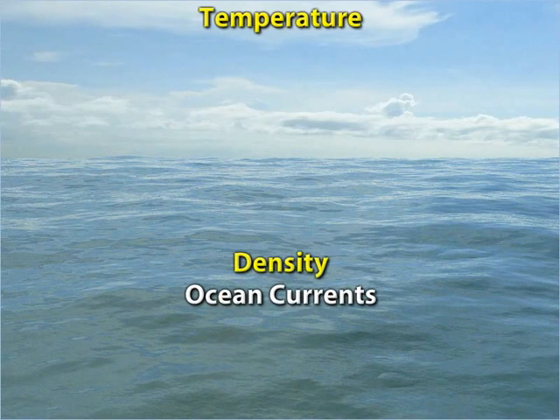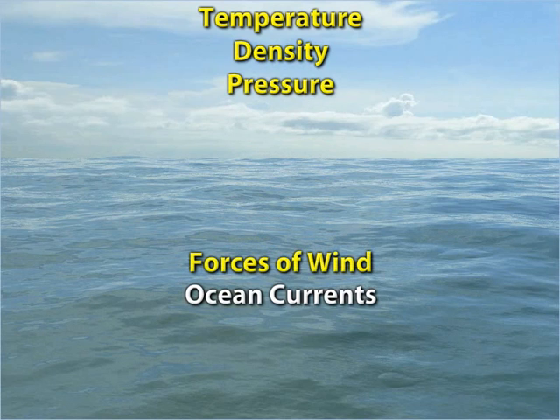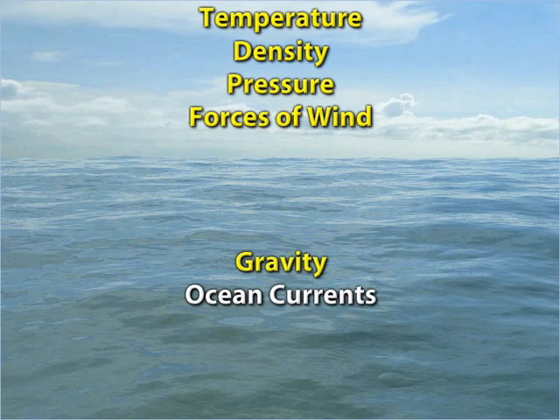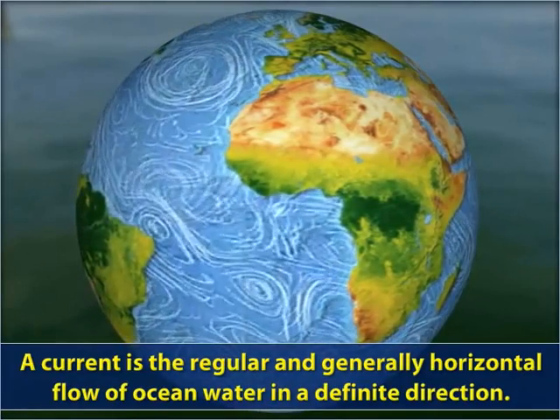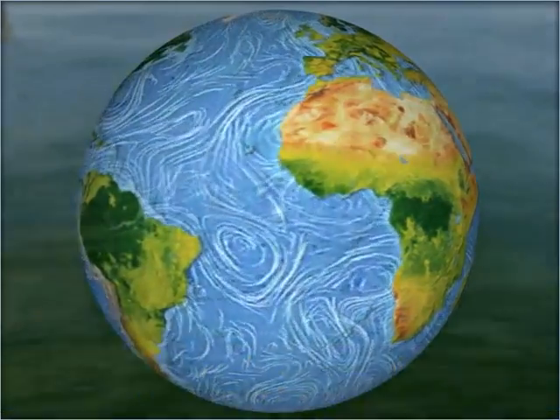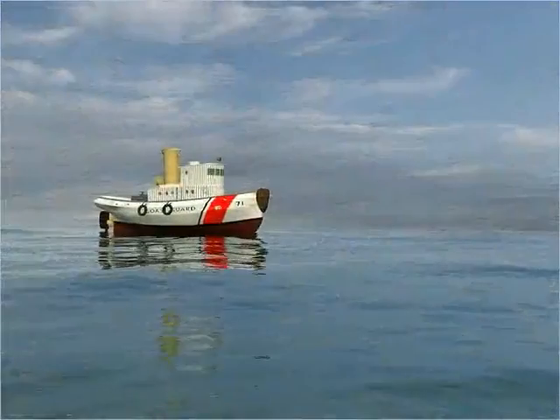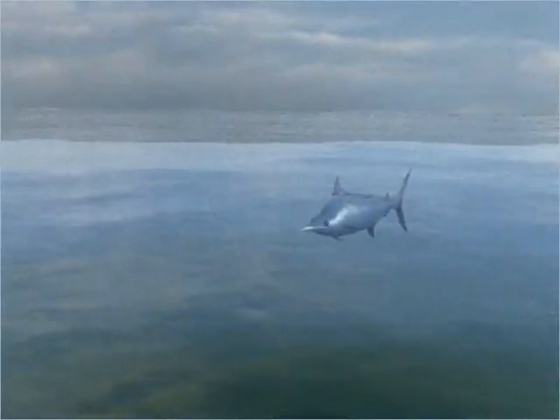density, pressure, forces of wind, and gravity. A current is the regular and generally horizontal flow of ocean water in a definite direction. Ocean currents are the most powerful movements as they drive water for thousands of kilometers. They help steer ships and animals in water.